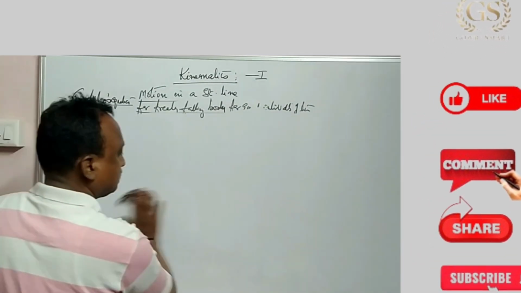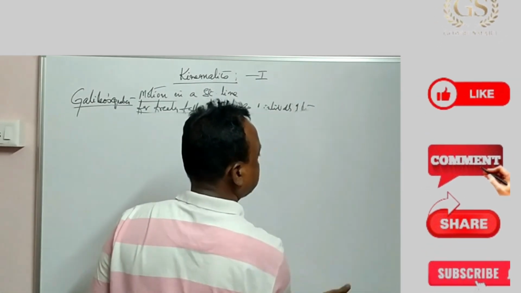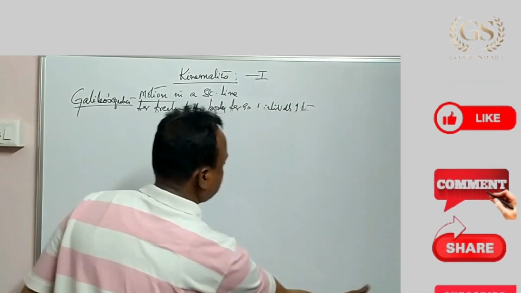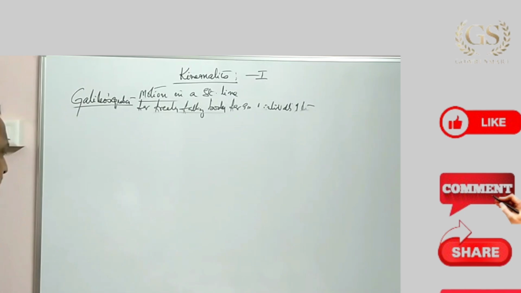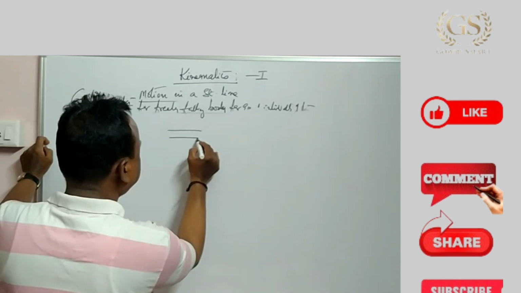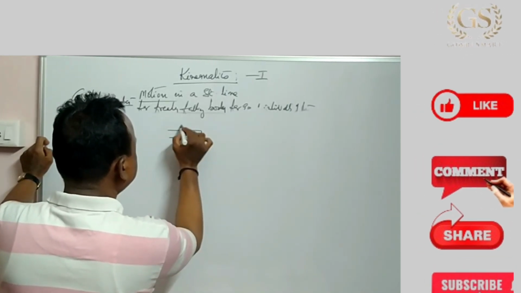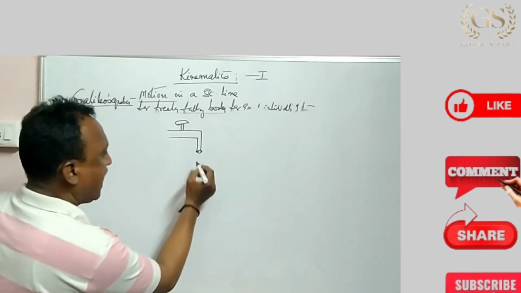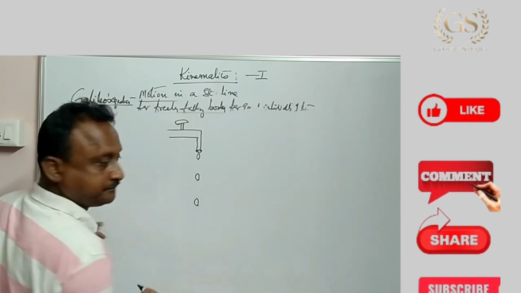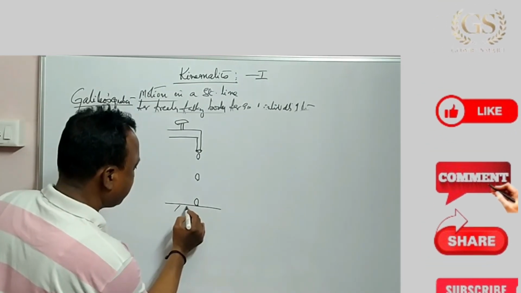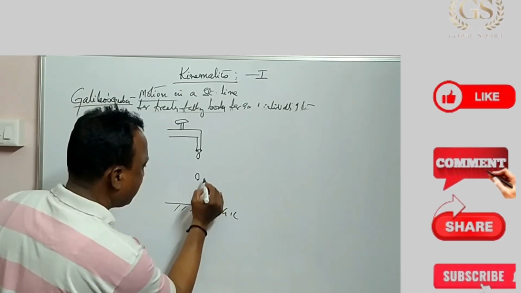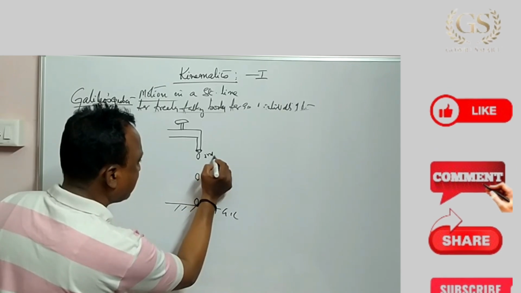See here. The question goes like this. Suppose one tap is there here. From the tap, water drops are coming out. This is the ground level. Okay. This is the first drop, second drop, this is the third drop.